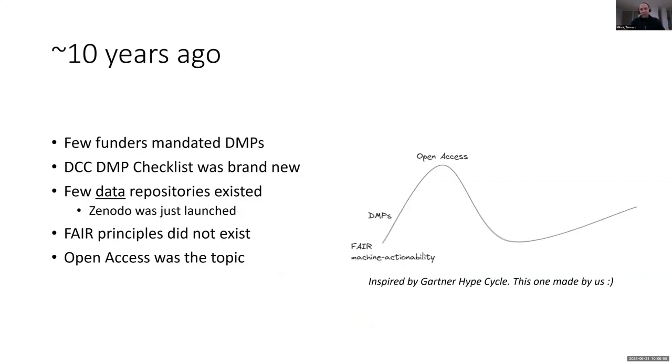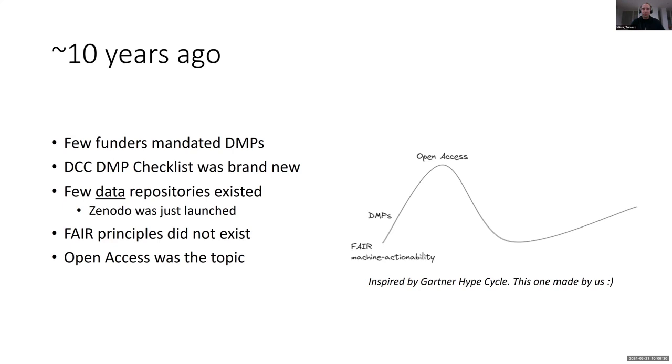And if we look also at the situation around 2010, 2012, so that's why I say roughly 10 years ago, very few funders mandated DMPs. In the UK, it was a bit more advanced compared to other countries, but they were mostly seen as an optional thing. The DCC DMP checklist was a brand new document. So everything we had was a PDF with a list of questions, and then we had our text editors to answer some of the questions.